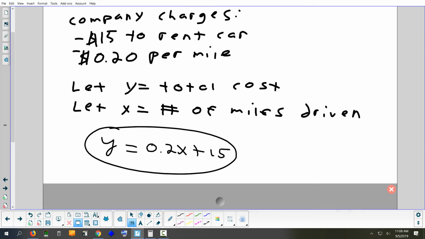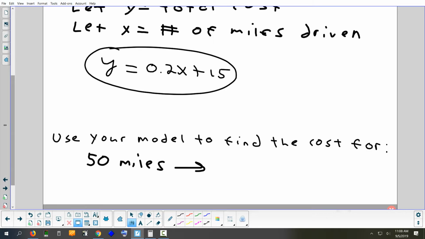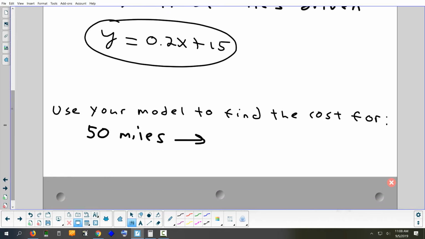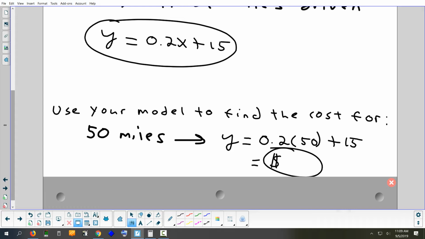Now we're going to use that equation to figure out a couple things. So I'm calling it a model. It's an equation, a model that represents the word problem. So use your model, use your equation we just came up with to find the cost for 50 miles. Brandon, what if I want to find the cost of 50 miles, what do I do with the 50? You plug it into the x variable. Yep, plug it in for the x. So y equals 0.2 times 50 plus 15.